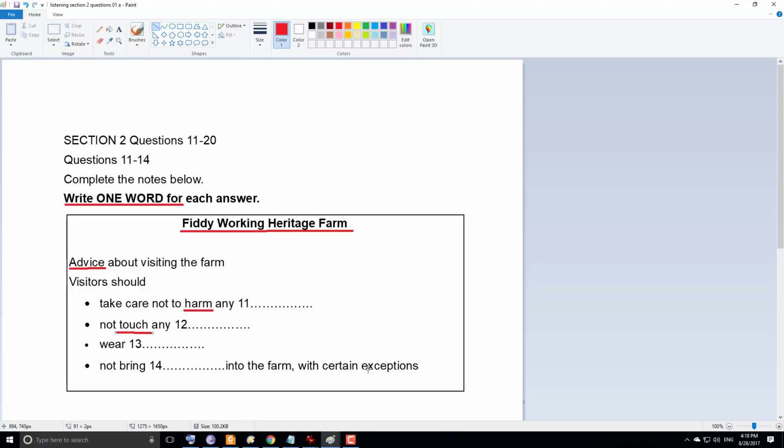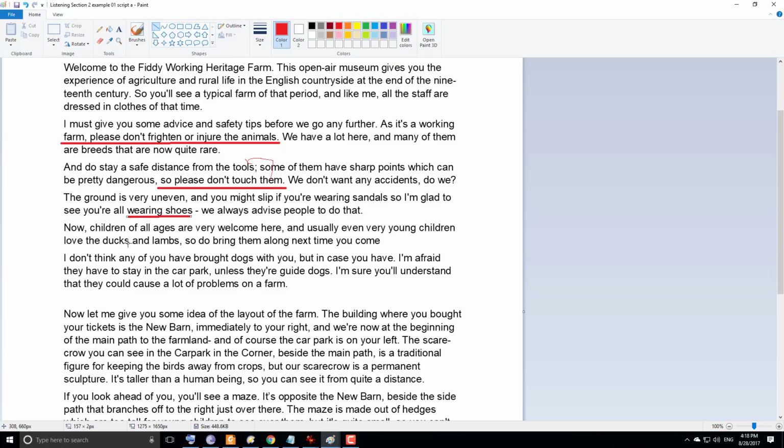Now we can look at the word exception. Well, we don't really need to focus on this part of the question to be able to answer it. Just this, not to bring, just by focusing on this, we'll be able to find the answer. If we look at this here, I'm afraid they have to stay in the car park. They have to stay in the car park. And they could cause a lot of problems on the farm.